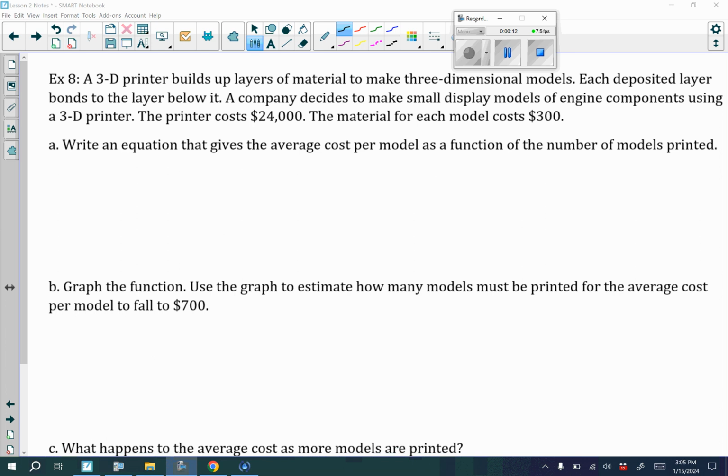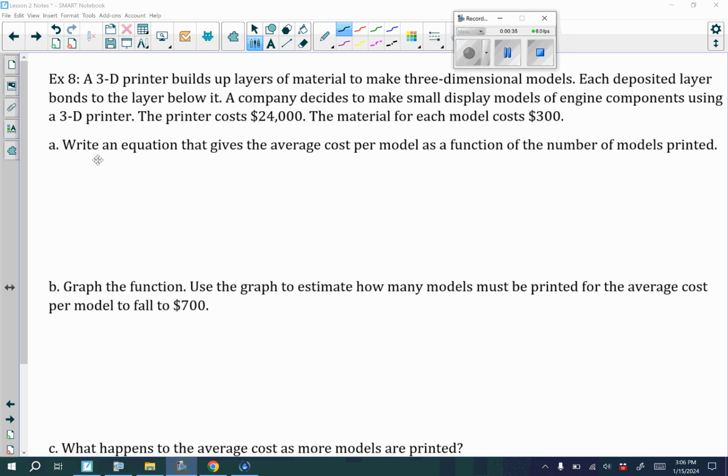It says example 8: a 3D printer builds up layers of materials to make three-dimensional models. Each deposited layer bonds to the layer below it. A company decides to make small display models of engine components using a 3D printer. The printer costs $24,000, and then after that, the material for each model will cost $300.